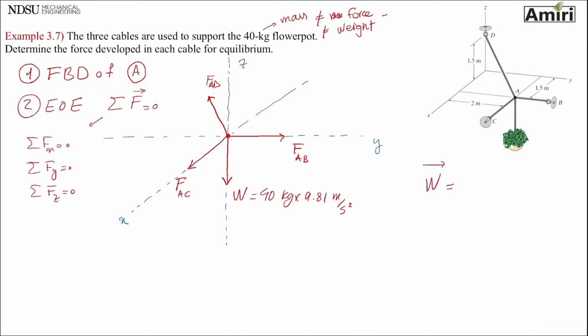Cartesian vector form. So what is the magnitude of W? It is 40 times 9.81, so 392.4 newtons. And which way is it pointing? It's pointing towards negative K. So minus and a K. FAB, the magnitude is FAB without the arrow. This is magnitude, which is unknown, so that's why I just write it as FAB. And which way is it pointing? It's pointing towards positive J.